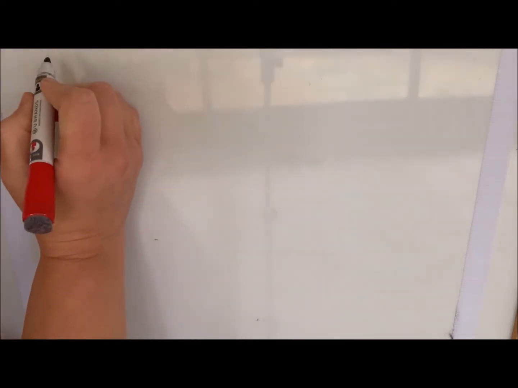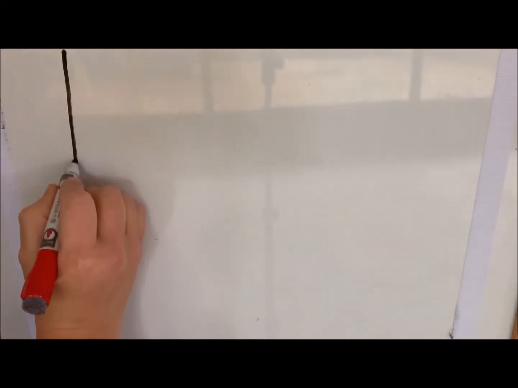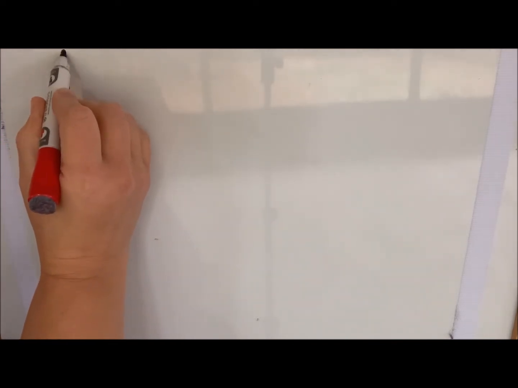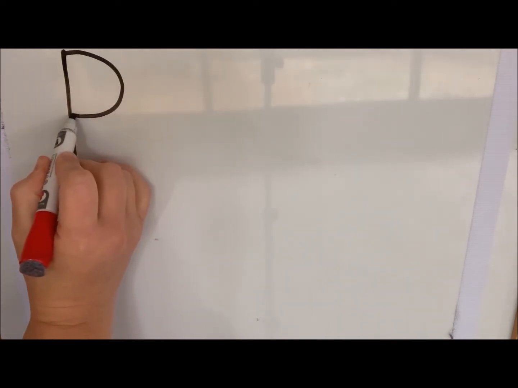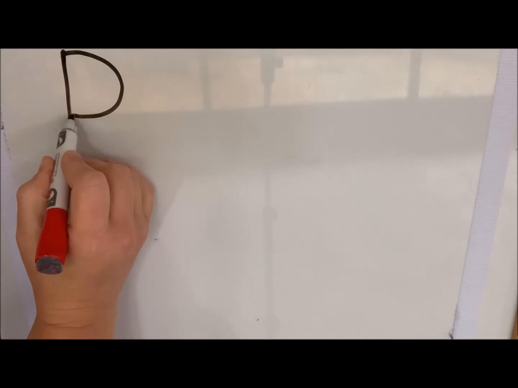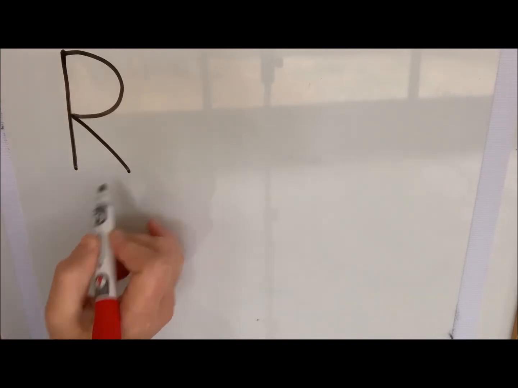Rat starts with R, which was our letter of the week until we changed it to S. Rat. All right, let's make an R. We start at the top, big line down, jump to the top, curve, looks like a P, and then we're going to put a line down here, which turns it into an R.